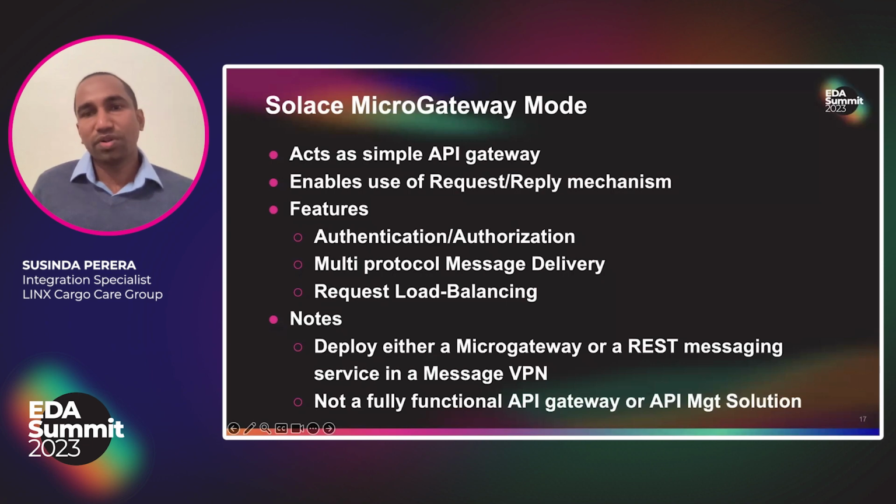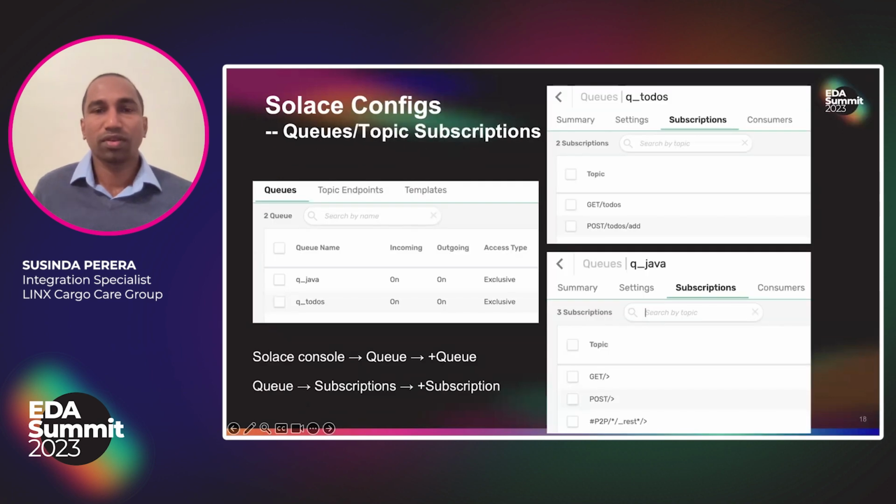Solace micro gateway mode includes some cool features such as multi-protocol message delivery and request load balancing. It is important to note that Solace can be deployed either as a micro gateway or REST messaging service in a message VPN, but not both. And it's not a fully functional API gateway or API management solution, so don't mix it up with an API management solution. Though it has some API gateway features, Solace does not recommend using it as an API management solution.